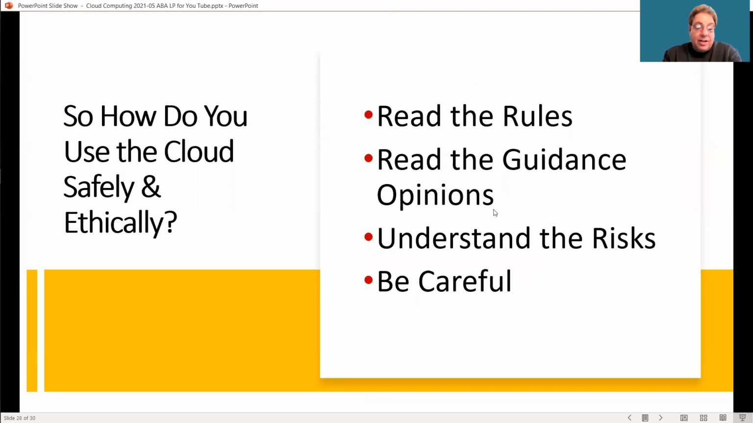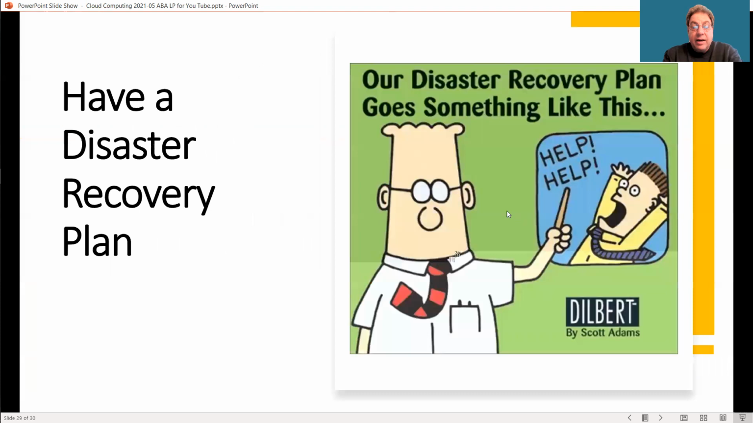So how do you use the cloud safely and ethically? First, you read the rules, you read the guidance opinions, you understand the risks, and you need to be careful. And of course, you need a disaster recovery program or plan now, not at the end of the day after it happens, but in advance, to plan for what happens if there is a disaster on site, in the cloud, wherever.